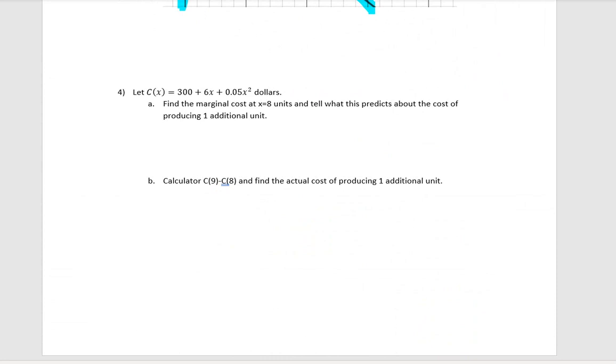All right. Next one, we're going to be looking at cost functions. We want to find the marginal cost at 8 units and tell us what this predicts about the cost of producing one additional unit. So C prime of x is going to be, well, the derivative of 300 is 0, the derivative of 6x is 6, plus 0.1x. Now, to find the marginal cost at 8 units, we're going to plug 8 into this.